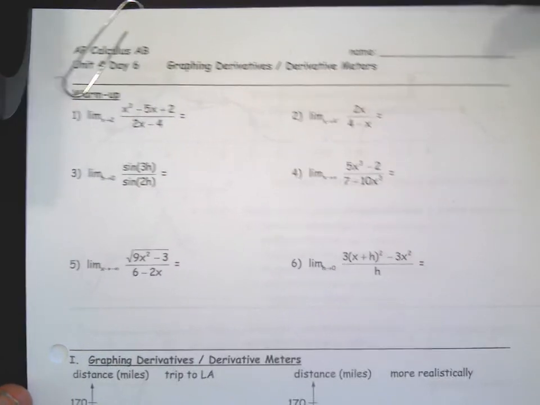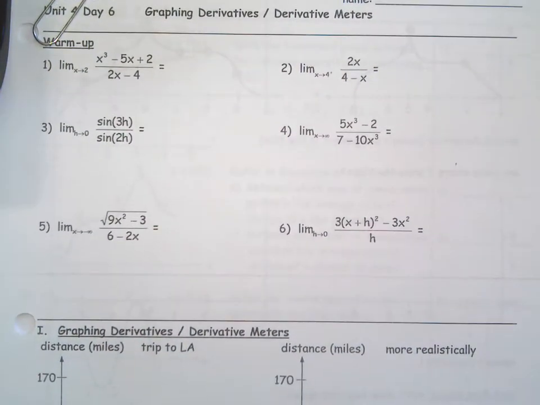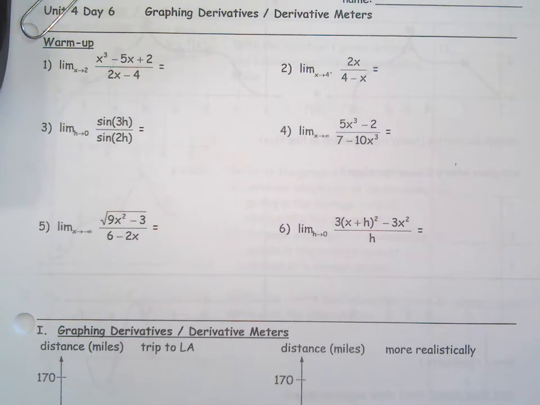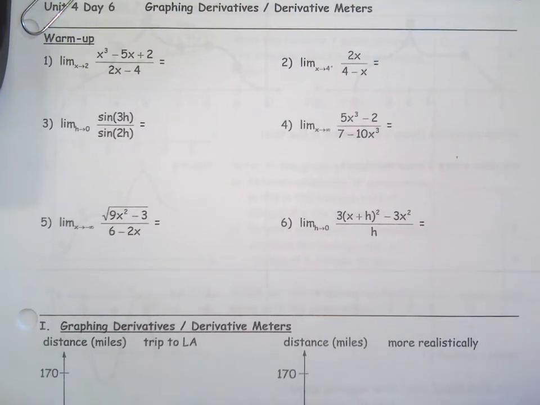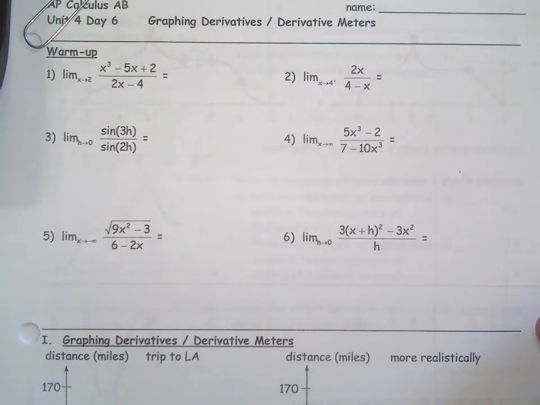All right, AP Calculus AB, Unit 4, Day 6, warm up and lesson. So go ahead and try the warm up first. Any problems that you could also do with L'Hopital's rule, you might go ahead and try that too. You're going to have to do them both ways on your next test. So pause the video and try the problems, and then I'm going to go over those problems.